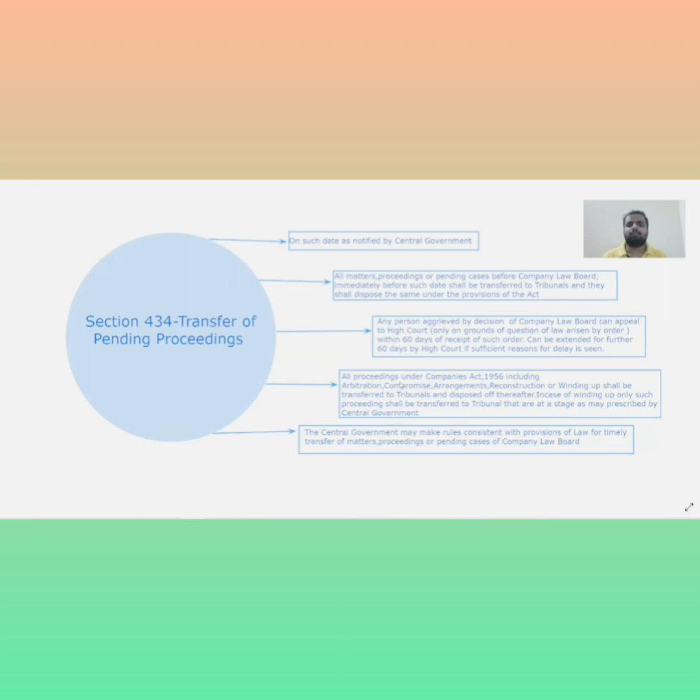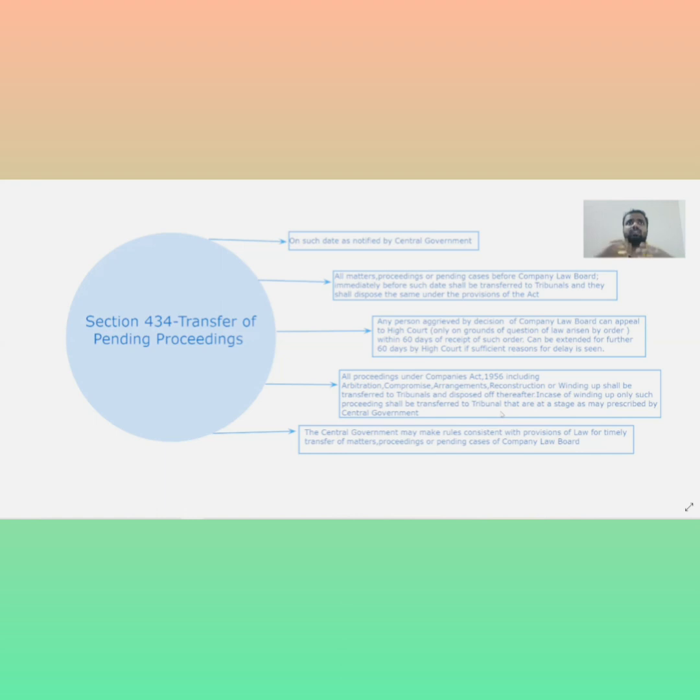Right. Now let us come to something of the 1956 Companies Act. Remember, in the starting I told you something about the pending cases to be transferred. So all the proceedings under the Companies Act, including arbitration, compromise, arrangements, reconstructions, or winding up, shall be transferred to the tribunals and disposed of thereafter. But in case of winding up, only such proceedings shall be transferred to the tribunal that are at a stage as prescribed by the central government.